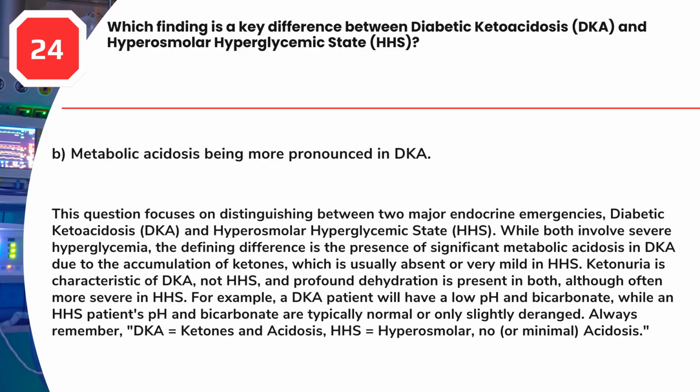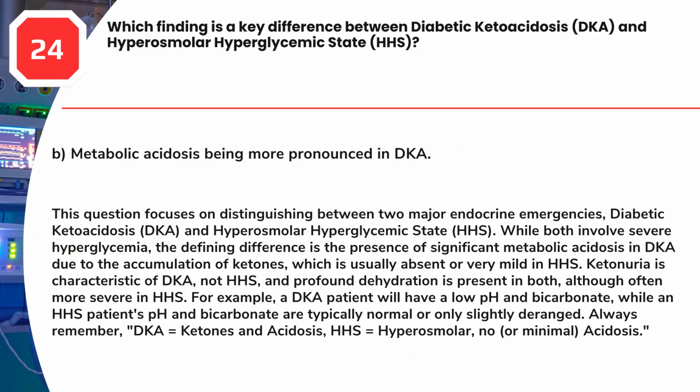Answer B. Metabolic acidosis being more pronounced in DKA. This question focuses on distinguishing between two major endocrine emergencies, diabetic ketoacidosis, DKA, and hyperosmolar hyperglycemic state, HHS. While both involve severe hyperglycemia, the defining difference is the presence of significant metabolic acidosis in DKA due to the accumulation of ketones, which is usually absent or very mild in HHS.